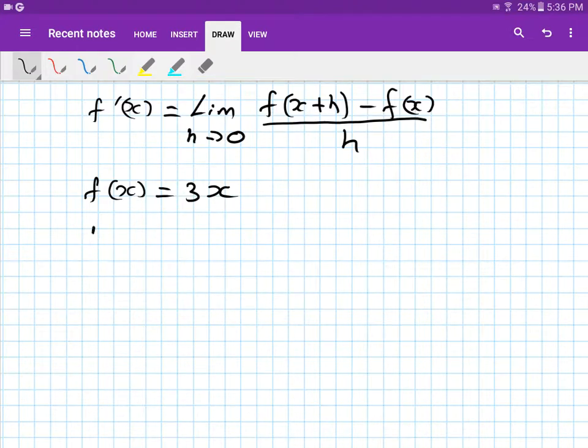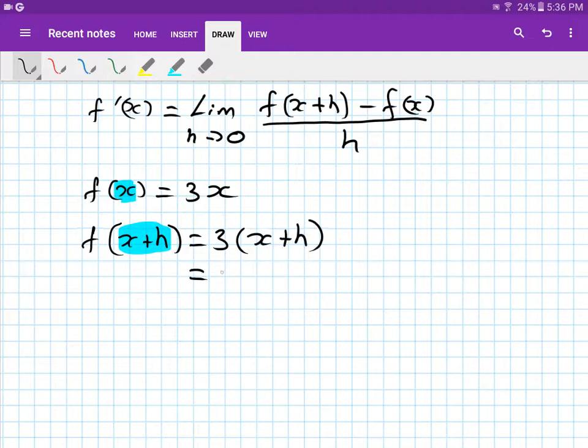First of all, I'm going to find f(x+h) first. What that means is every time you see x, you replace it with x plus h. So this means 3 lots of x plus h. If I expand this out, it gives me 3x plus 3h. And then I'm going to find the limit, as h approaches 0.